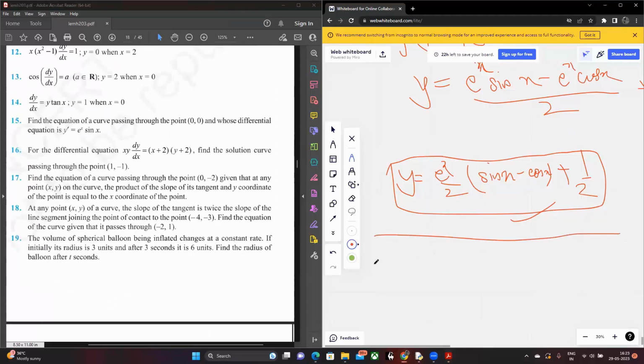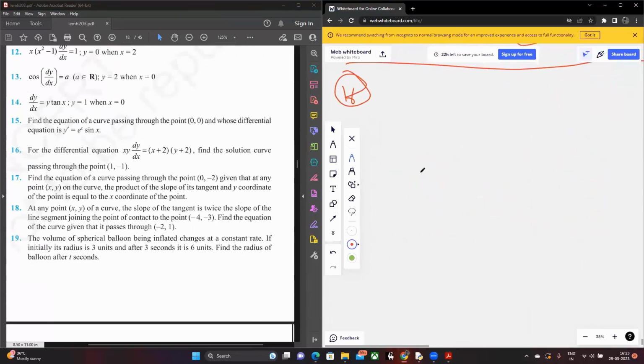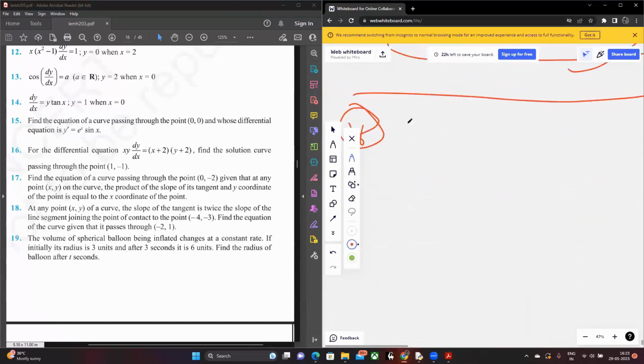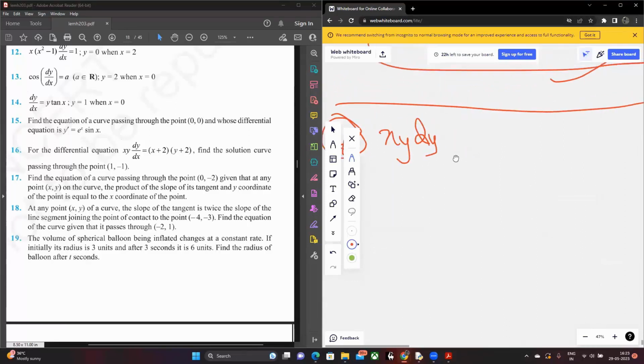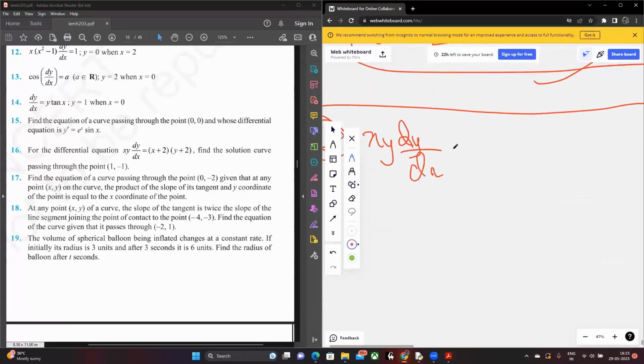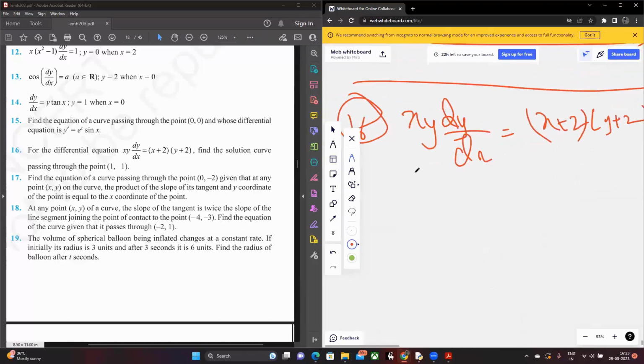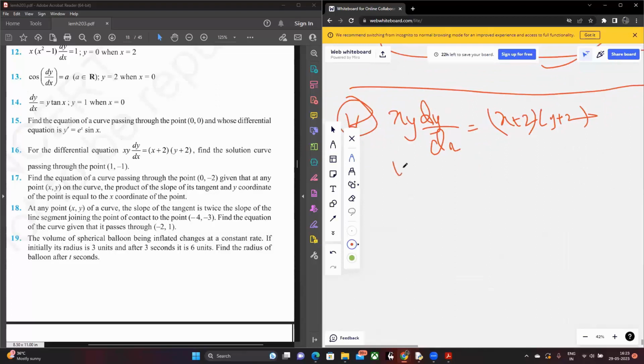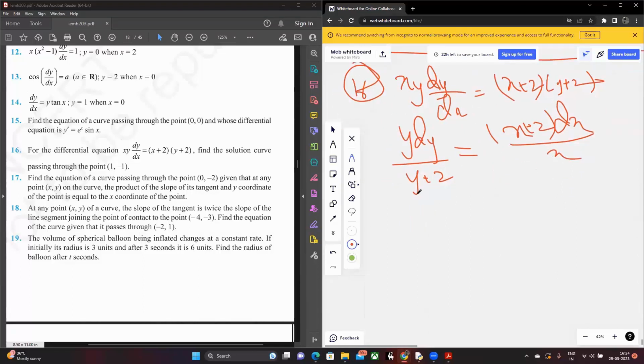Right. Question number 16 then. For the differential equation xy dy by dx equals (x plus 2) into (y plus 2), what we can do here is separate: y dy by (y plus 2) equals (x plus 2) dx by x. Right? So then, partial fractions is something we can do here.